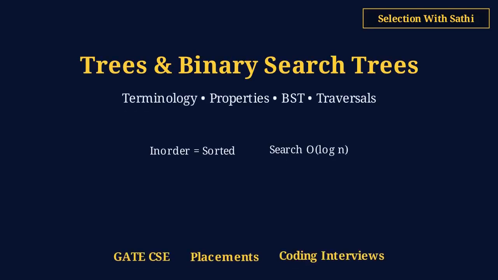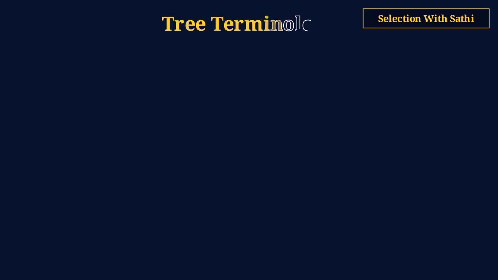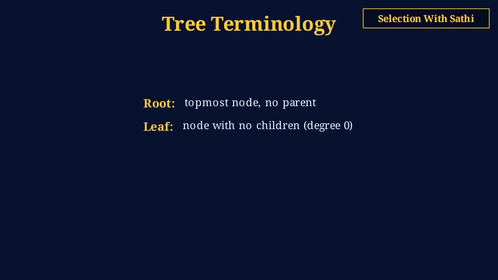Today we will learn about trees and binary search trees. Trees are hierarchical data structures used everywhere, from file systems to databases. This is a high-weight topic in GATE CSE. Let's start with tree terminology.